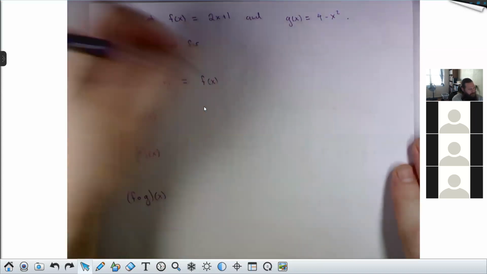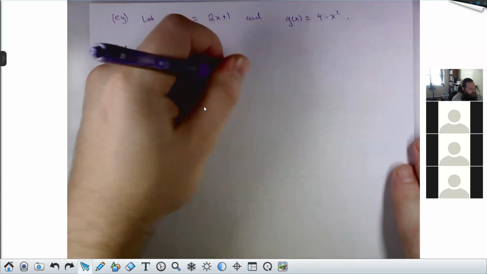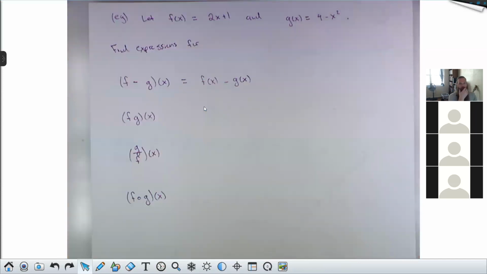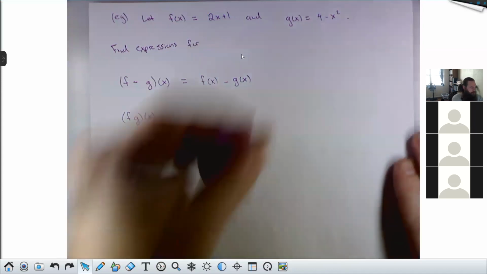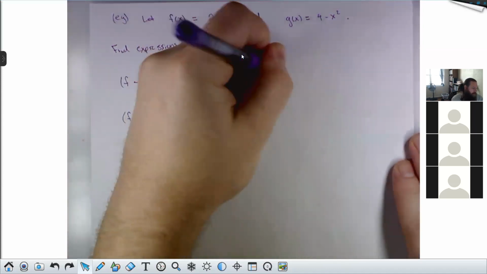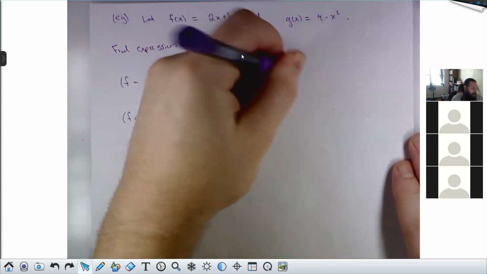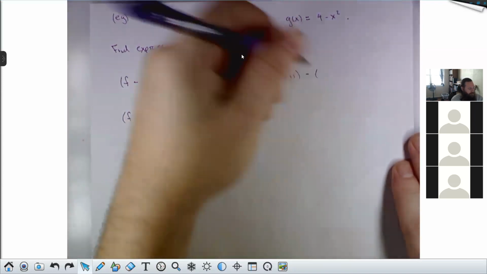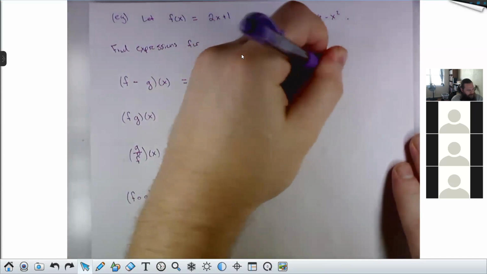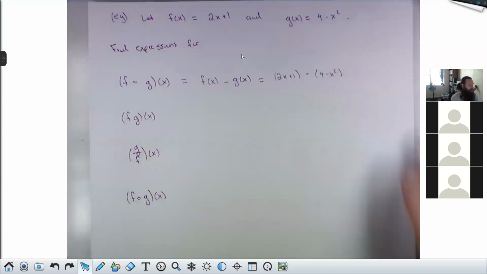This should be f of x minus g of x. The only thing you need to do is remember to treat each of these things as chunks in their own right. Meaning when you add, subtract, multiply, or divide them, when you replace g of x by 4 minus x squared, or replace f of x by 2x plus 1, you need to do so in parentheses. So this is like (2x plus 1) minus (4 minus x squared).